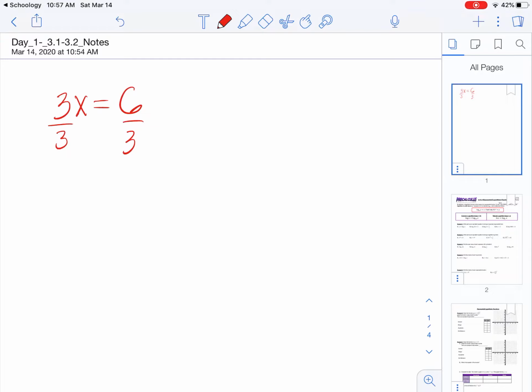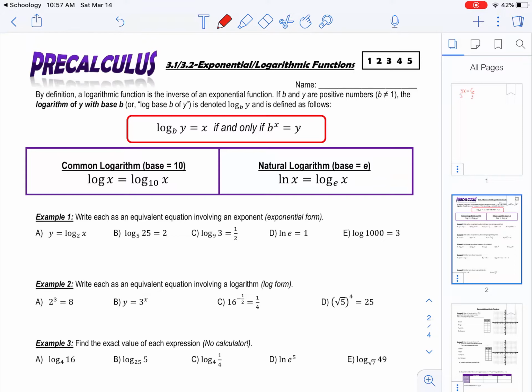So when you see something that says, find the inverse of this, and it's a log, the inverse is an exponential function. When you see something that's an exponential function and it says, find the inverse of this, the inverse is a log. If you know those things, this lesson's pretty easy. So, speaking of, let's get started with this lesson.